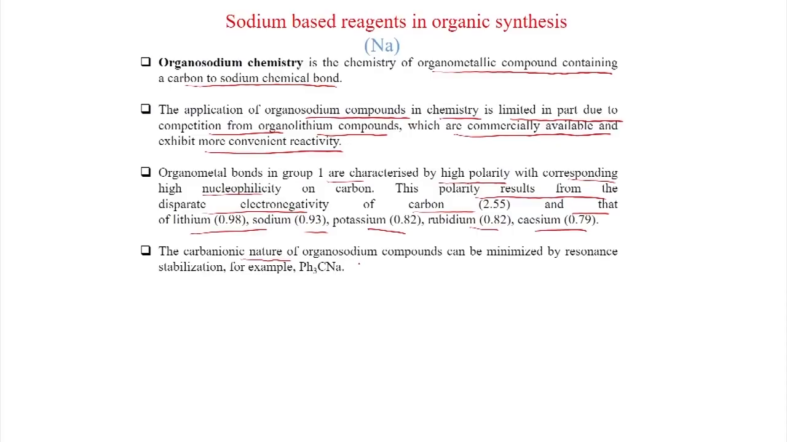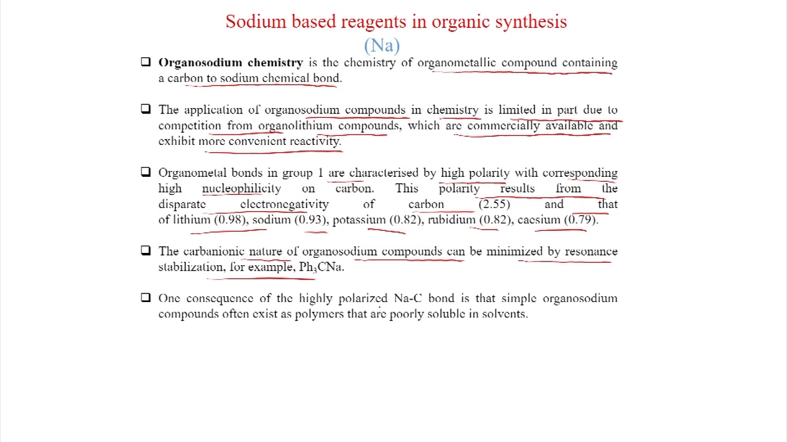The carbanionic nature of organosodium compounds can be minimized by resonance stabilization, for example Ph3CNa. One consequence of the highly polarized Na-C bond is that simple organosodium compounds often exist as polymers that are poorly soluble in solvents. So, this is important: polymer formation occurs because of the highly polarized sodium carbon bond.